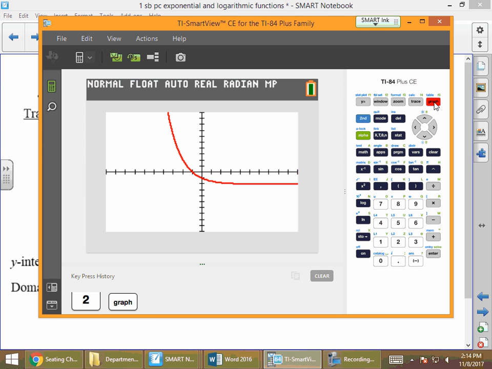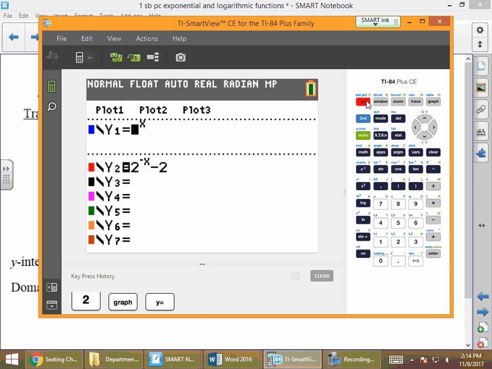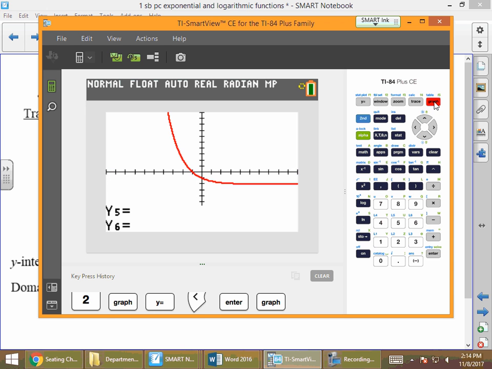But what I want to point out is when I turn this one back on, here's the first graph that we graphed. It's going to be in blue. Notice that we went down 2, but we went down 2 from our y-intercept. Down 1, 2. So our y-intercept was at 0, 1, then 0, 0, then 0, negative 1. There's the down 2 concept.